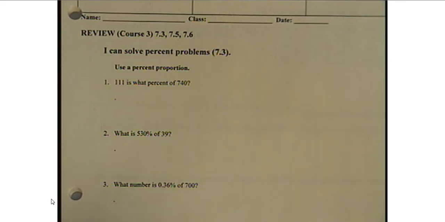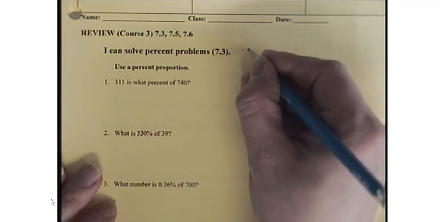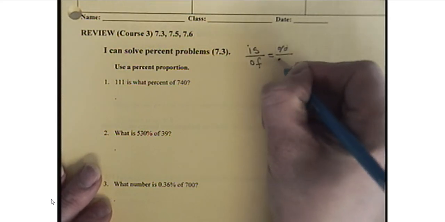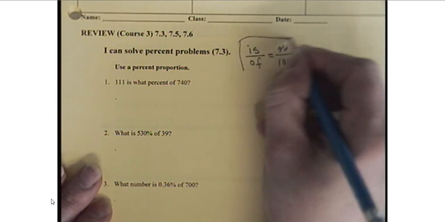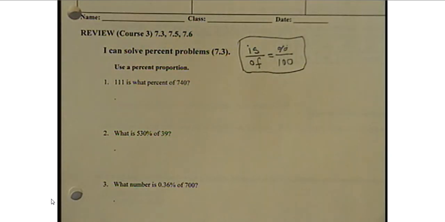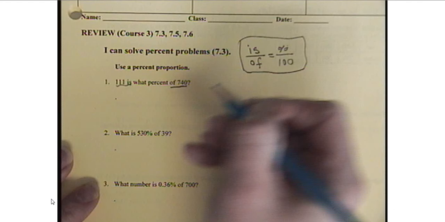First thing I want you to write down is the general formula that is used to solve percent problems, and that was is over of equals percent over 100. I do want you to have this written down because based on that we will continue working with the problems. So 111 is what percent of 740?